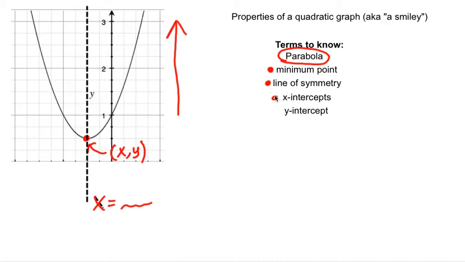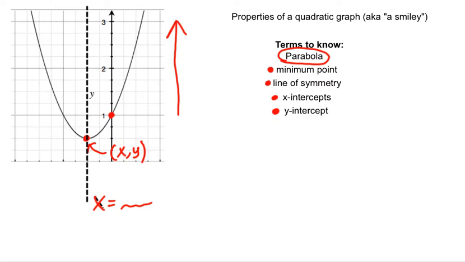Now, a parabola can have two x-intercepts, one x-intercept, or in this case, 0 x-intercepts because it does not cross the x-axis at any point. It does, however, have a y-intercept, and we can see that there. A parabola will always have a y-intercept. At some point, even though you can't see it, it will cross the y-axis.